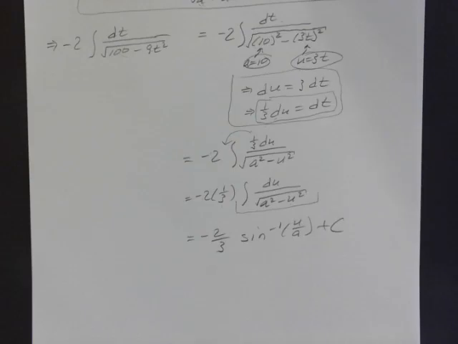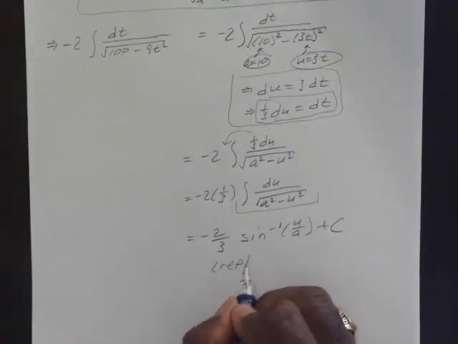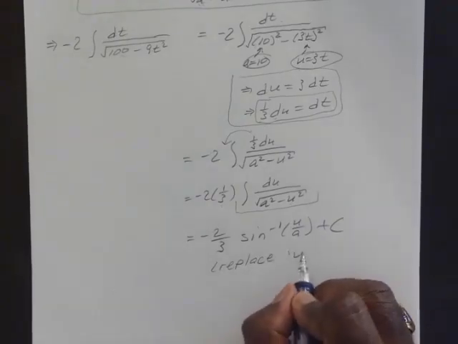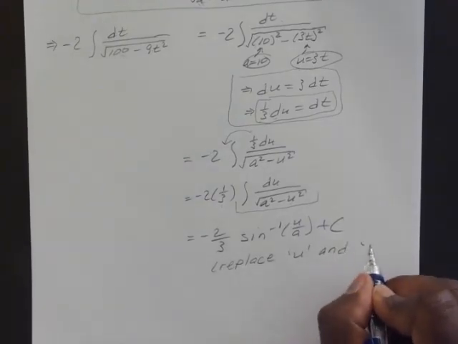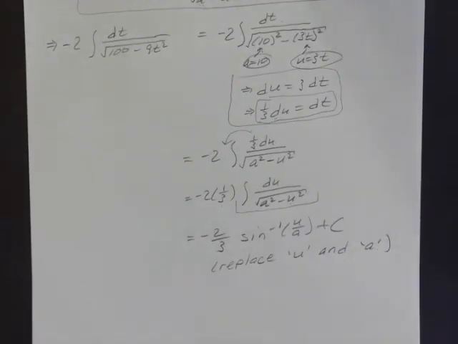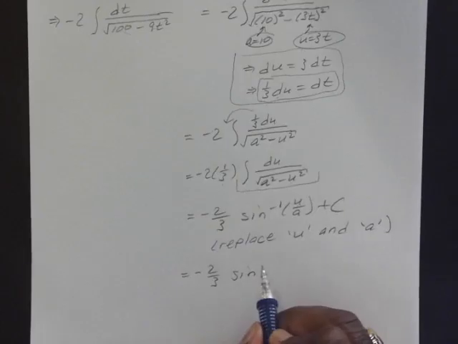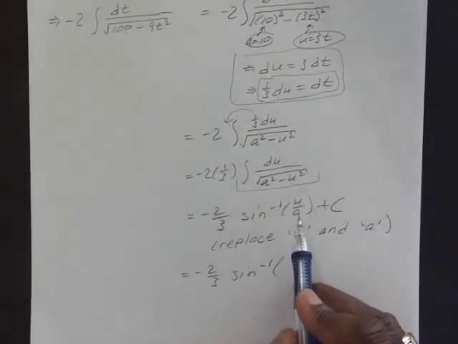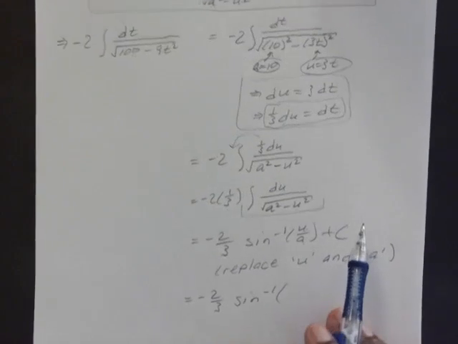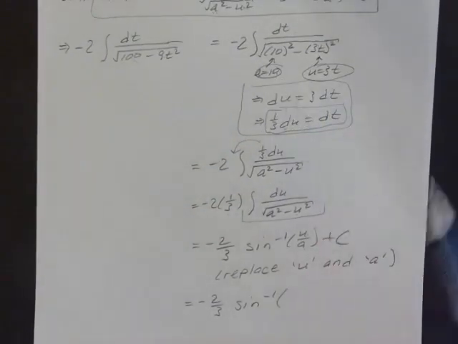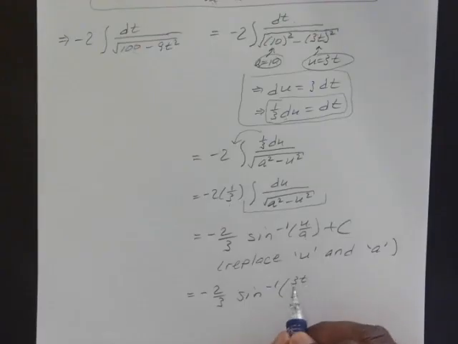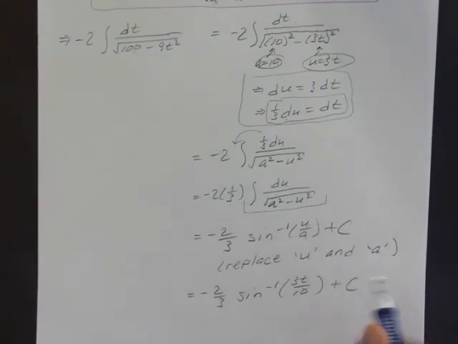Okay, so now all we have to do is replace our u and a. So we have negative 2/3 times sine inverse of u over a. So that gives us 3t divided by 10 plus c. And we don't have to simplify anything else, so that is our final answer.